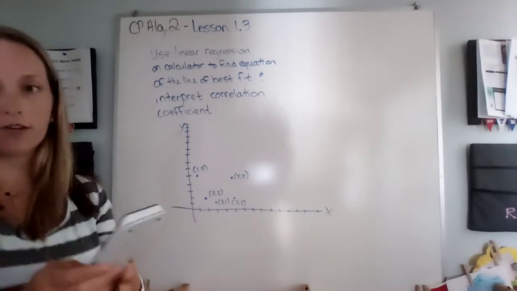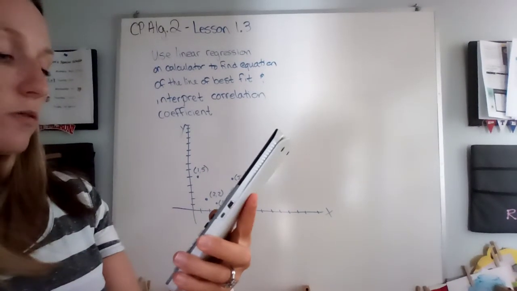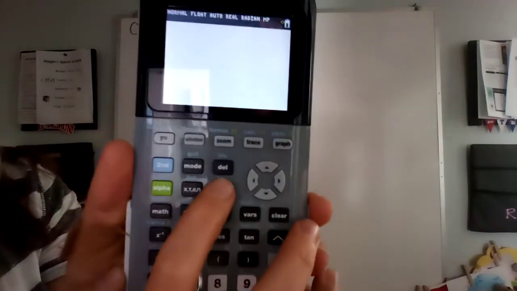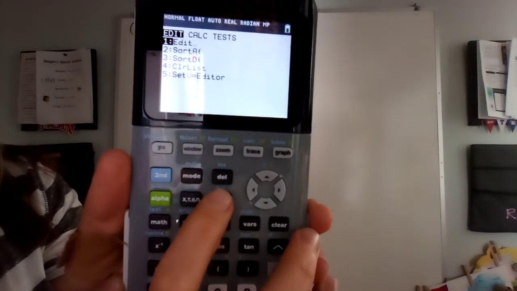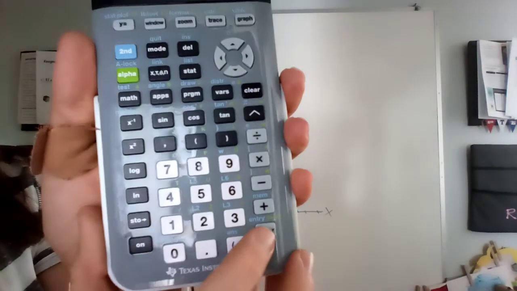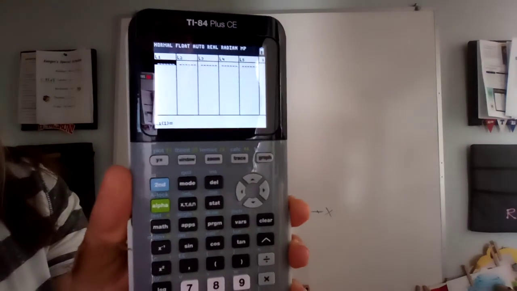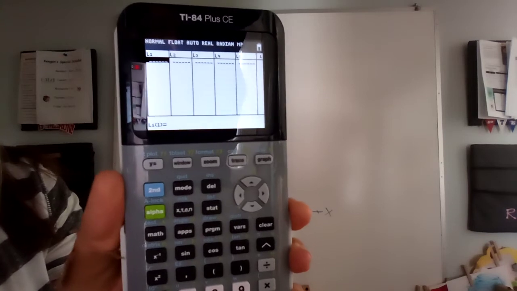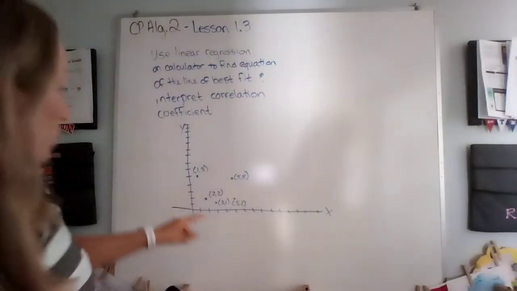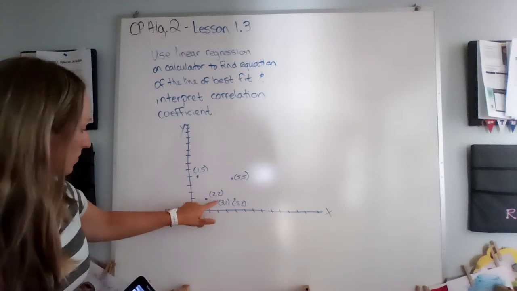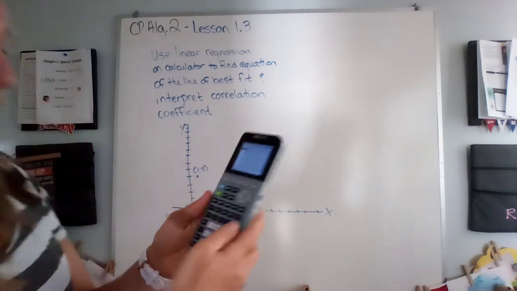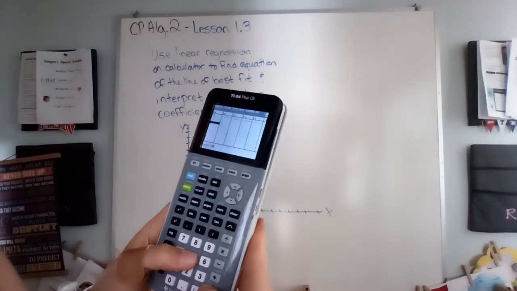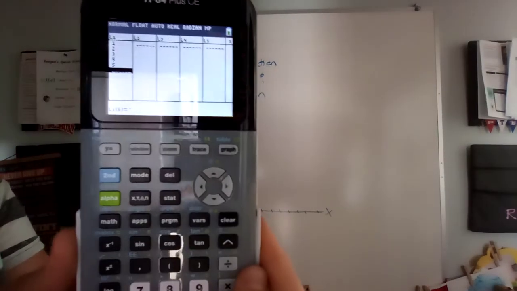So you're going to want to push the stat button right here, S-T-A-T, and you want to edit. So edit's already highlighted, just push enter. Okay, and you have these lists, L1, L2, L3. You're going to enter the x coordinates in L1 and the y coordinates in L2. So the x coordinates are 1, 2, 3, 5, 5. So I'm going to enter that in. Just push enter after each one.